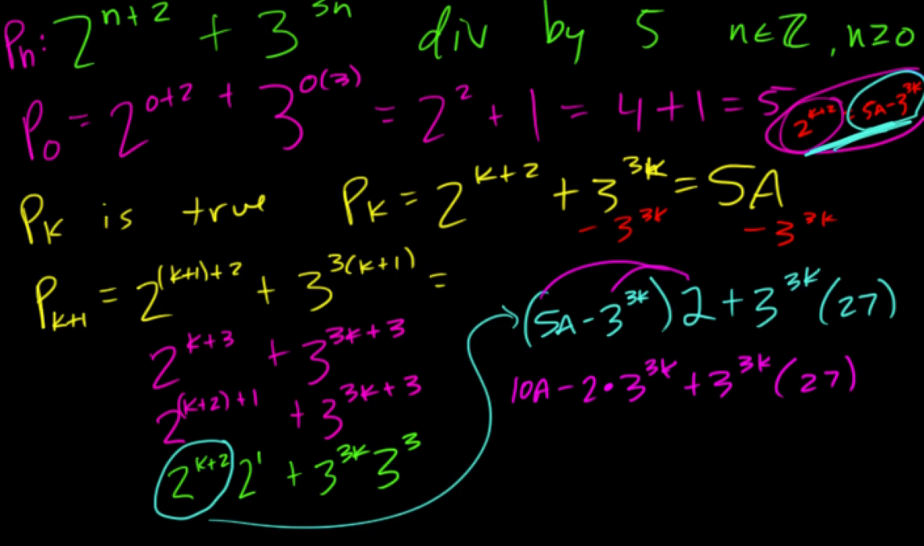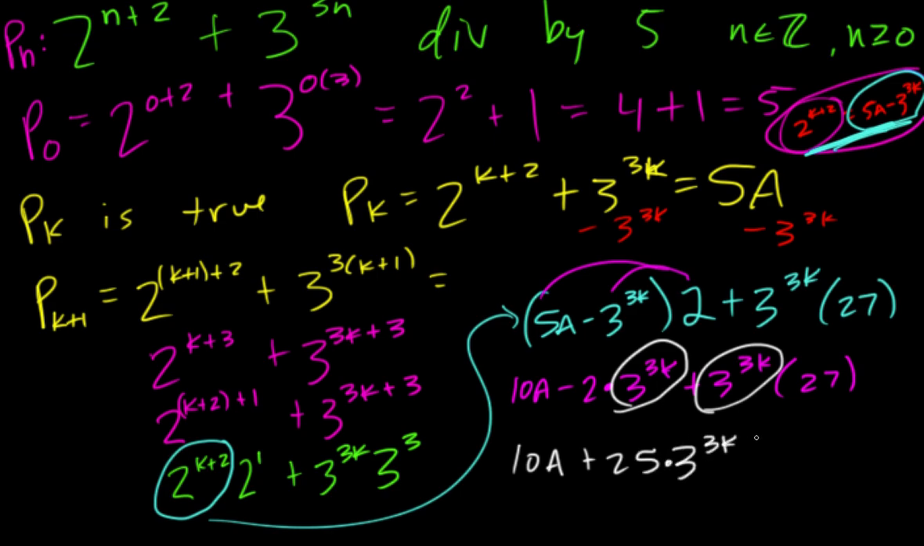Okay. Now we have 27 of these things, and we have negative 2 of the same thing. So 27 of those minus 2 is going to be 25. So 10a plus 25 times 3 to the 3k. And we can take out a 5 from both of those. We're left with 5 times 2a plus 5 times 3 to the 3k. And 5 times anything where a and k are both integers is only going to give us something divisible by 5.